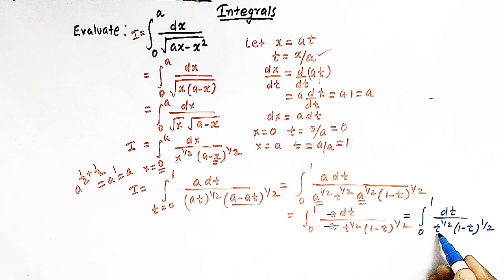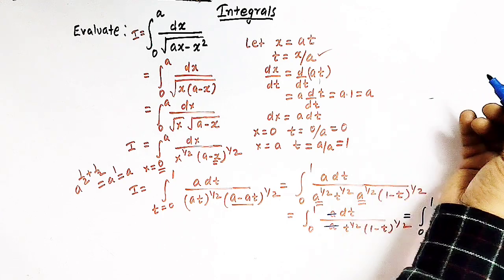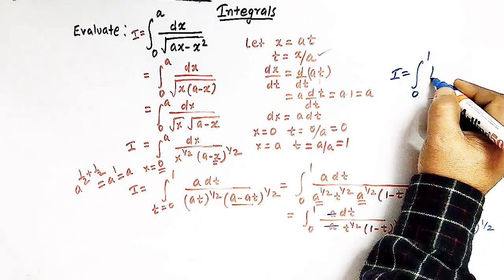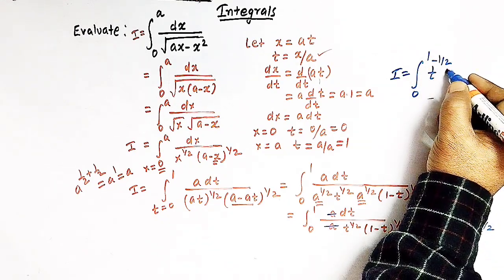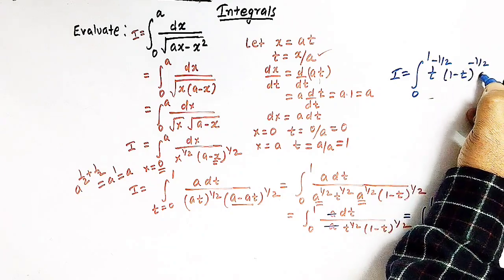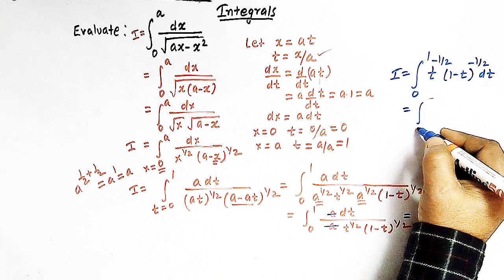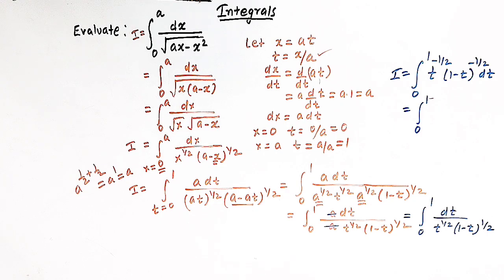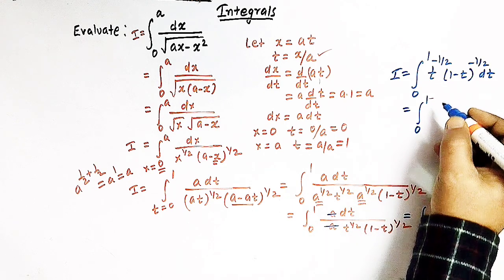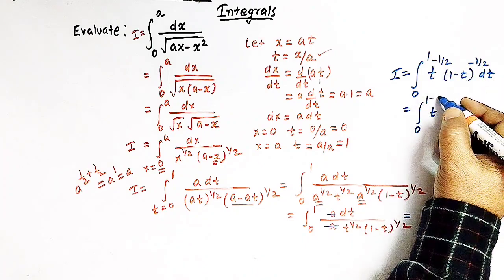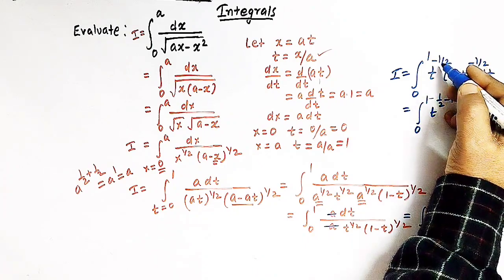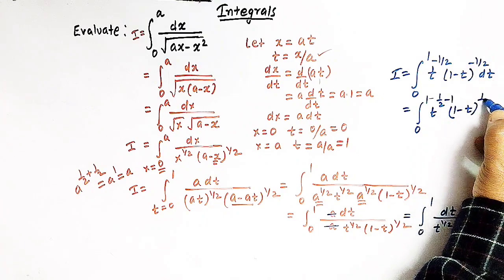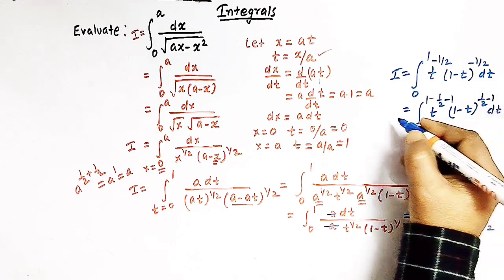Right, now let us take both these terms to the numerator. So we can now write I is equal to integral 0 to 1, and we have t raised to minus half, and here we have 1 minus t raised to minus half and dt, right? Okay, now let us convert this integral into the beta function, which is also known as Euler's integral of first kind. So we can now write t raised to minus half as t raised to half minus 1, because half minus 1 is minus half, and here also we can write minus half as half minus 1, and here we have dt, right?